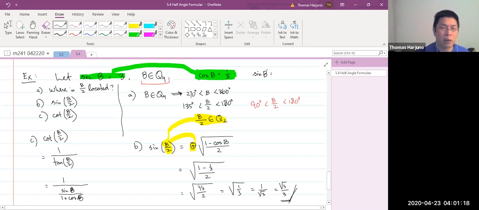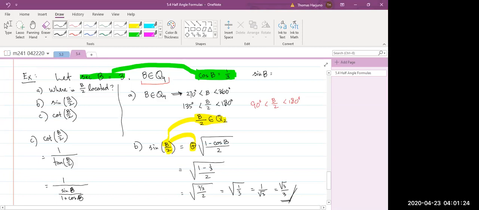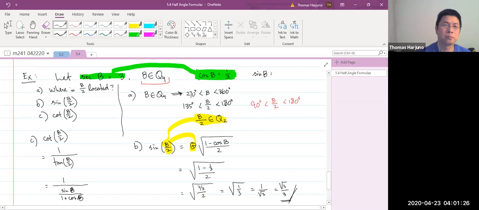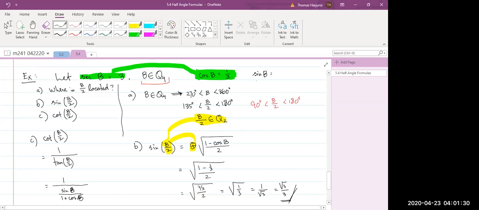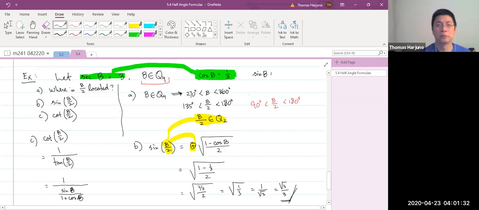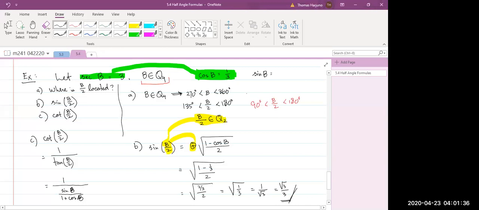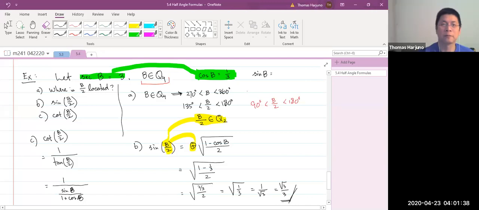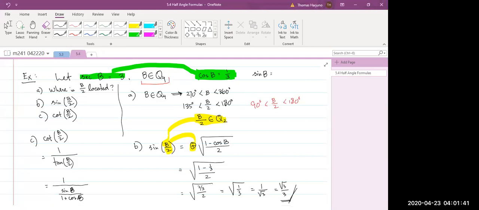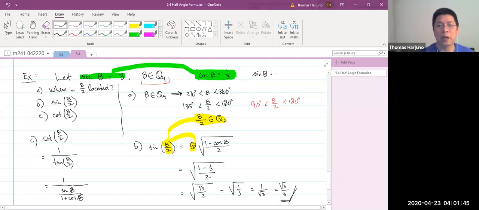Will sine B be positive or negative? Positive. Do you know? 1 and 2. Huh? No, 1 and 2, that's B over 2. What is sine B, positive or negative? Negative, because it's in quadrant 4, right? Yes. Okay, so this will be negative.